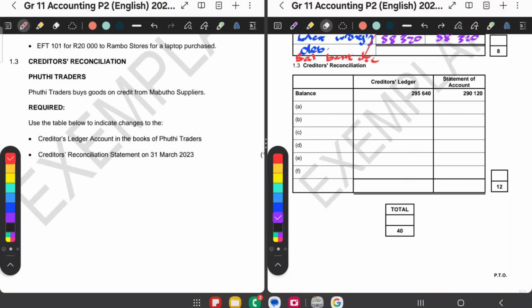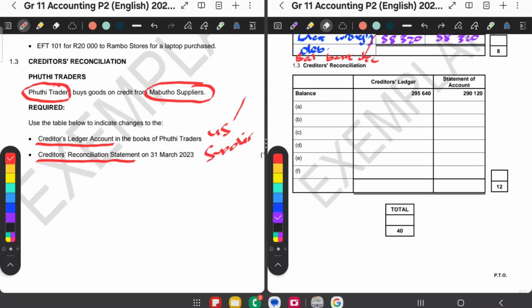Let's look at the creditors reconciliation question. We have Putti Traders who buys goods on credit from Mabuto suppliers. So this is us and this is the supplier. Required: use the table below to indicate the changes in the creditors ledger. So that's us. And then also on the creditors reconciliation statement, that is the supplier.